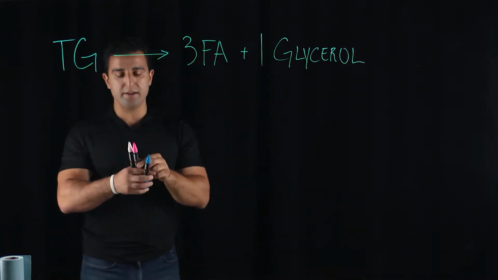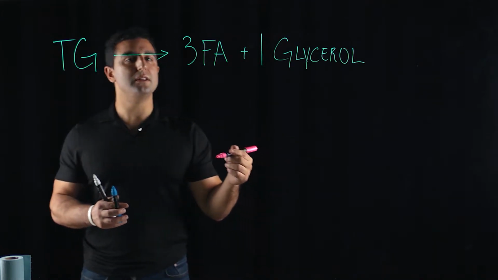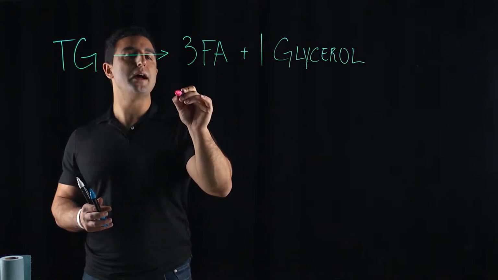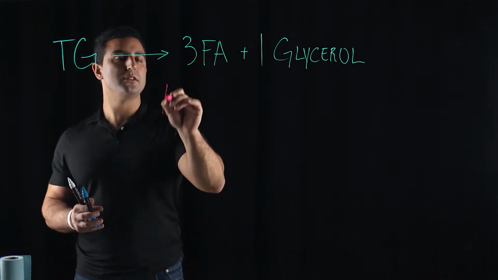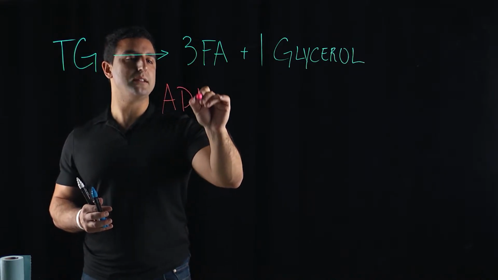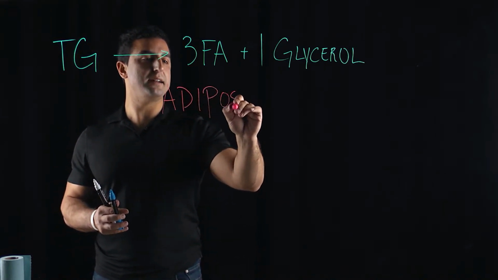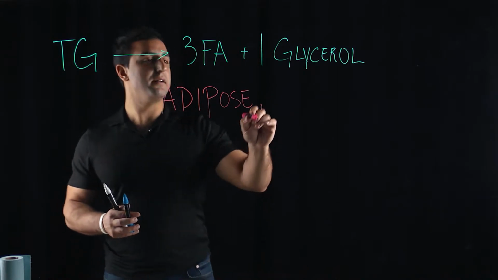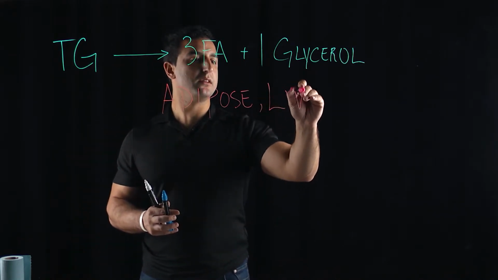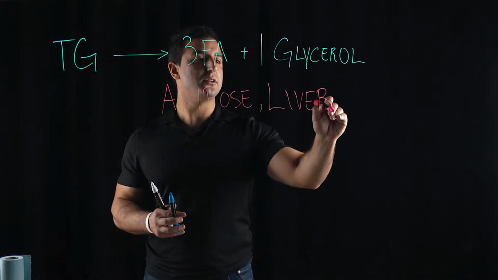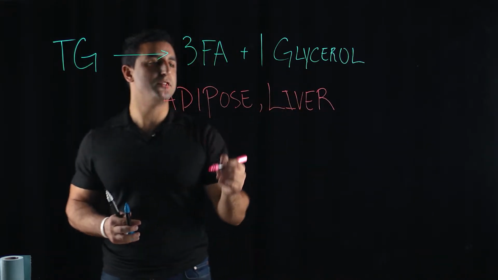So a majority of triglycerides are found in 3 regions. So we have adipose tissue. So if you hear the word adipose, it means what? Adipose is fat. We have liver. So they go bidirectionally from the liver to the adipose tissue and then from the adipose tissue to the liver.